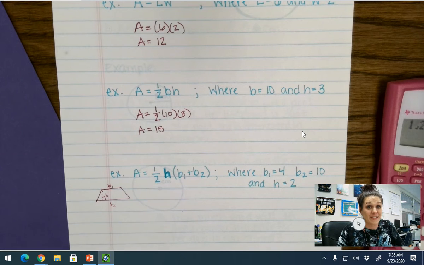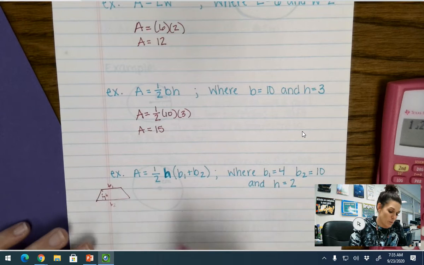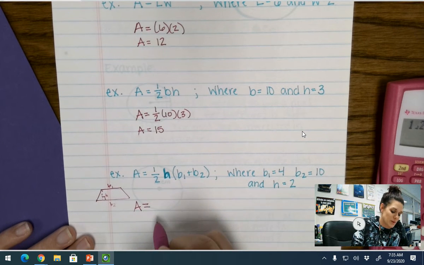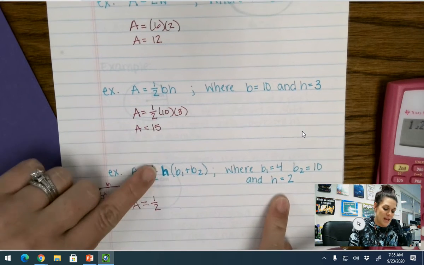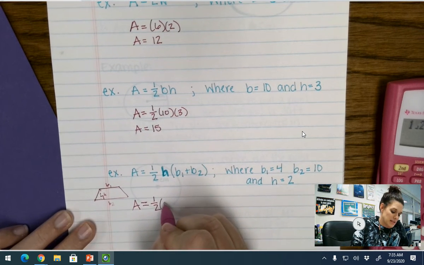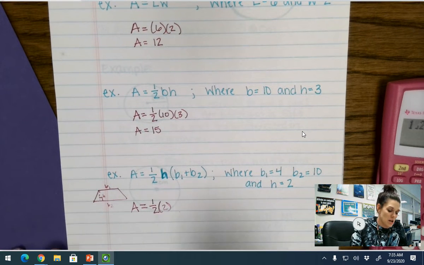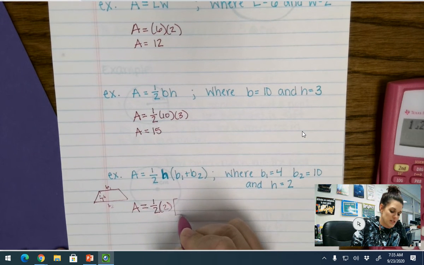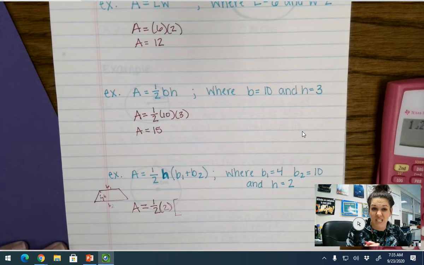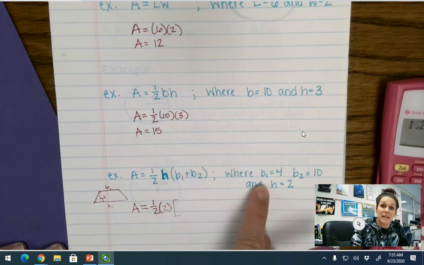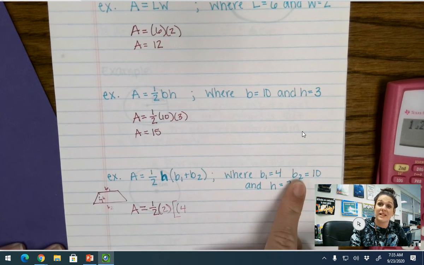All right, so let's check out. Let's see how you filled it in first. So again, I still don't know A, so that is what it is. So A equals, I have 1/2 listed in the formula. It tells me that H is 2. So I'm going to say times 2. Now this is going to get kind of weird with all the parentheses. So I'm going to change this outside parenthesis to a big old bracket so I don't lose the parenthesis I'm working with, because a bracket and a parenthesis are the same thing. All right. Base 1, they tell me is 4. And base 2, they tell me is 10.